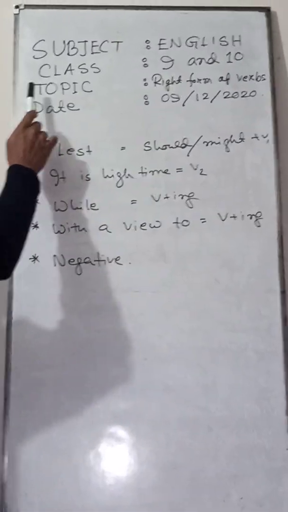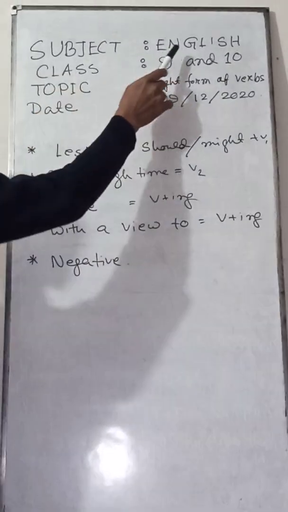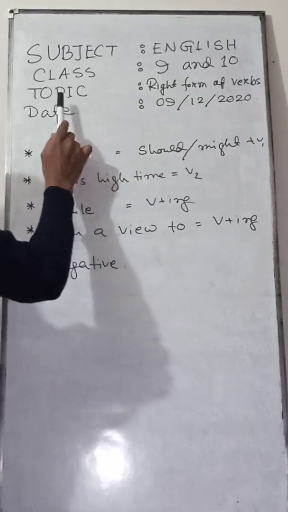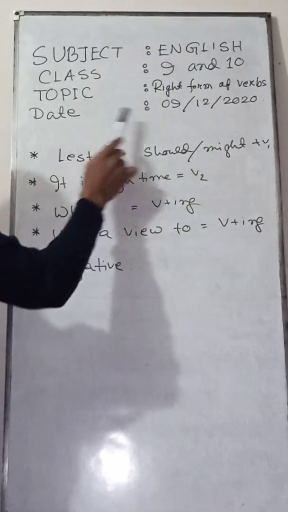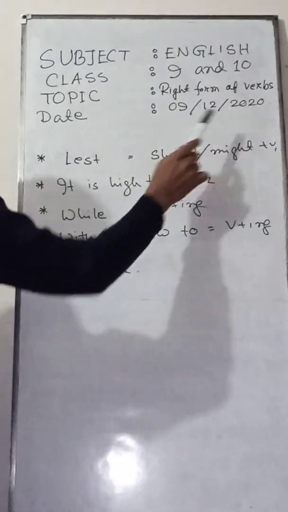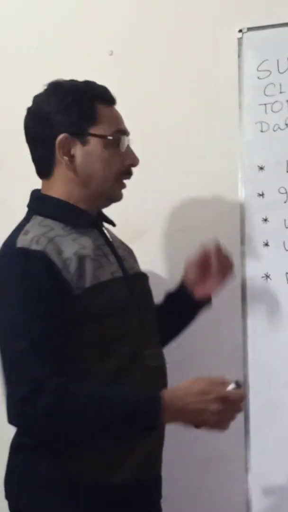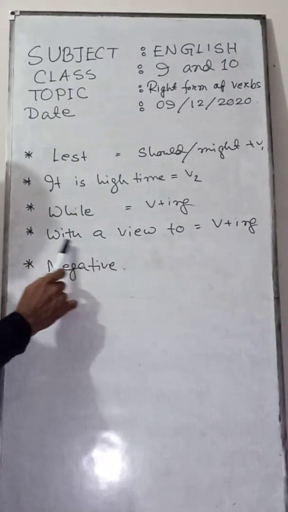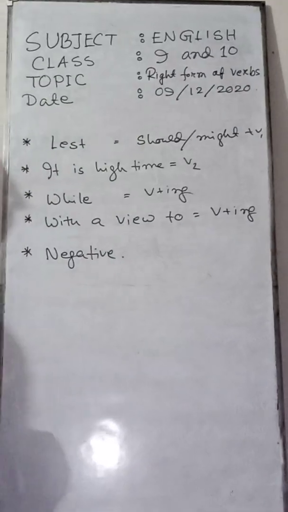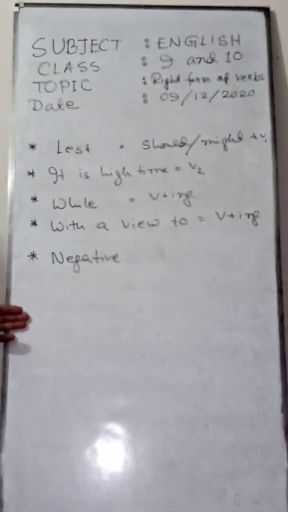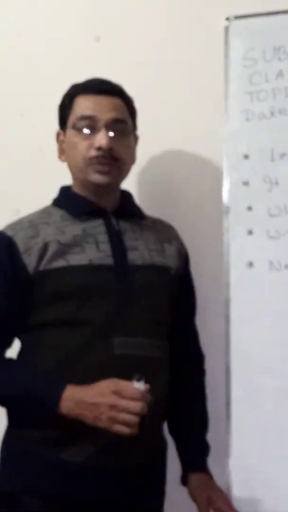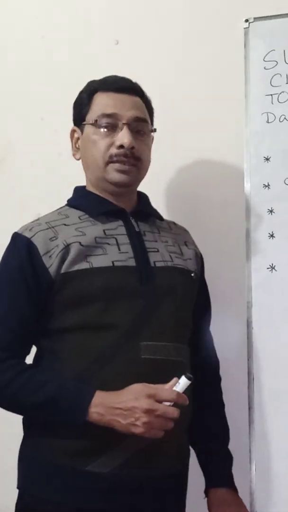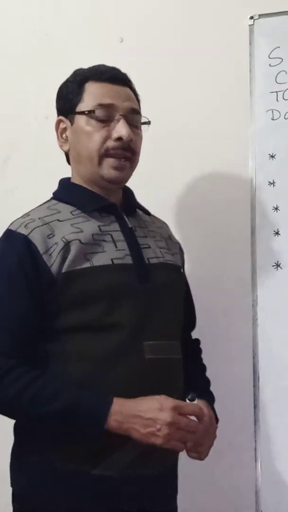Today I am going to take the subject English class 9 and 10, topic right form of verbs, date 9/12/2020. And today I am going to discuss the 5 rules of right form of verbs: lest, it is high time, while, with a view to, and a negative. I request my students to keep along with my online class.